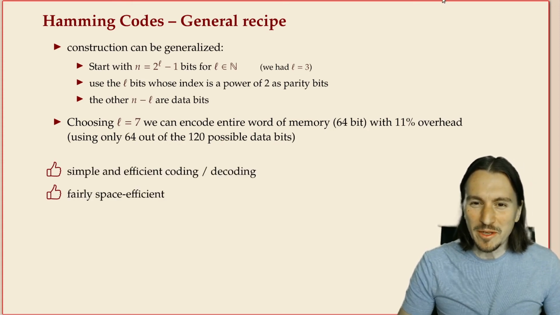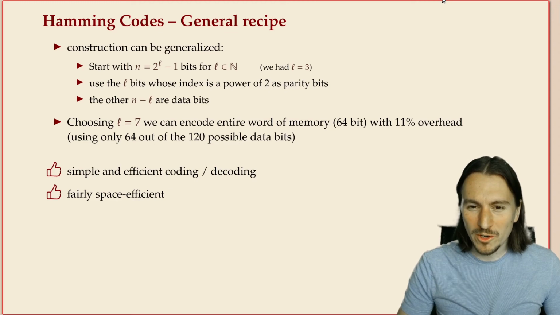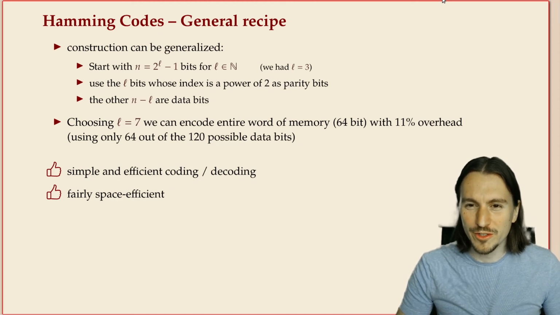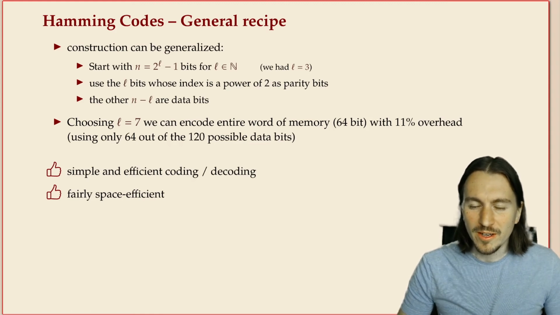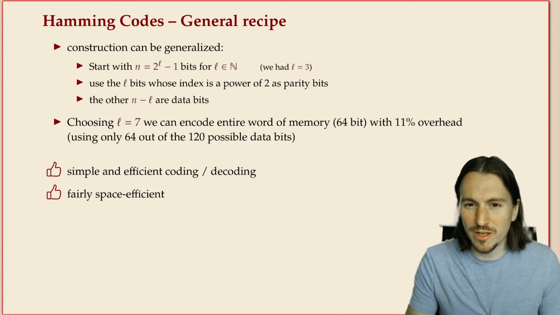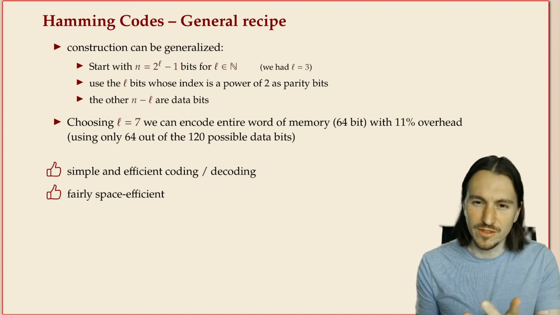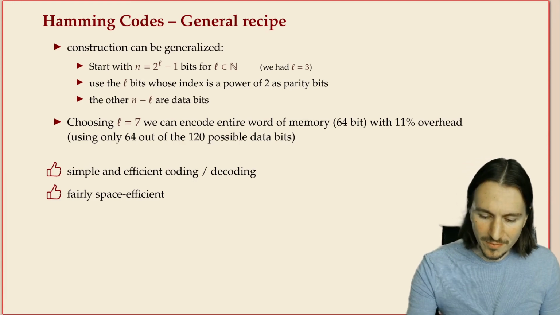So in summary, Hamming codes are quite simple. They're also very efficient to realize both in hardware or software. And the overhead they introduce is really, really low, especially if you make the block size a little bit bigger than the 7-bit example we've seen.